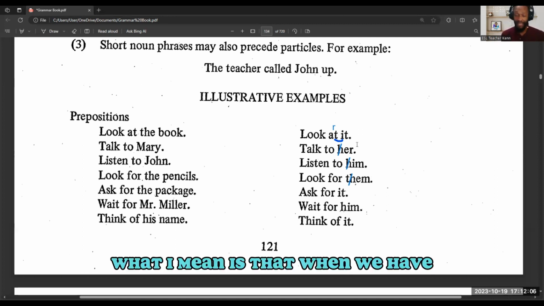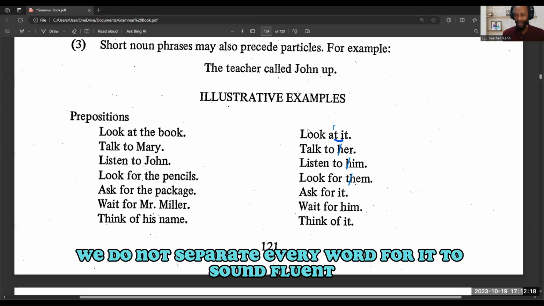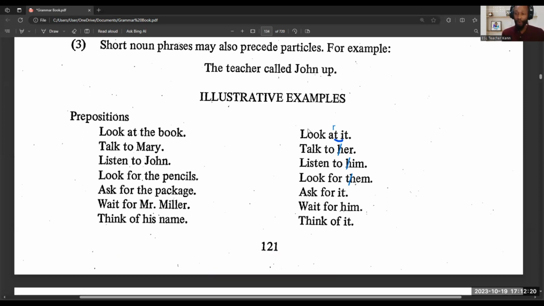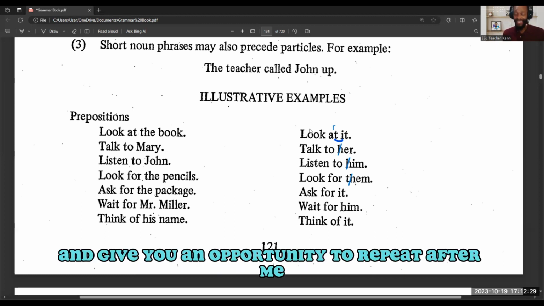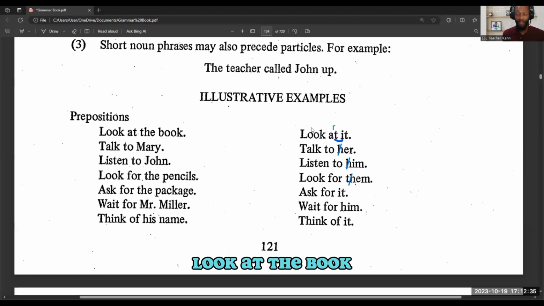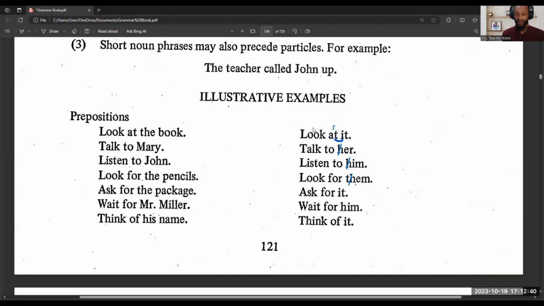What I mean is that when we look at the book with the pronoun, we don't say look at it. We do not separate every word. For it to sound fluent, we will say look at it, okay? So I will go ahead and say it and give you an opportunity to repeat after me. Look at the book. One more time all together. Look at the book. Look at it. One more time. Look at it.